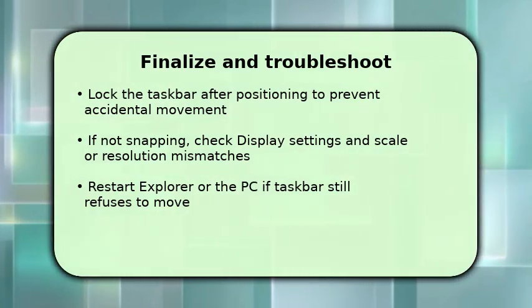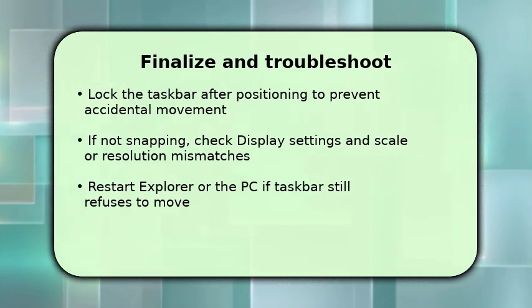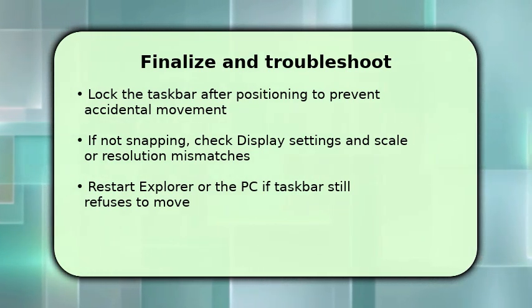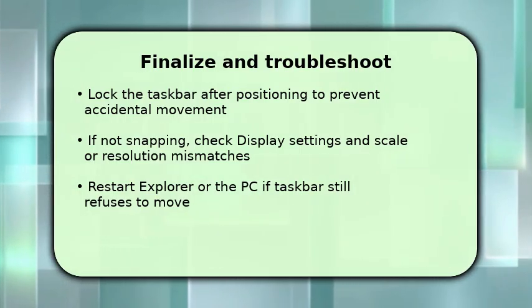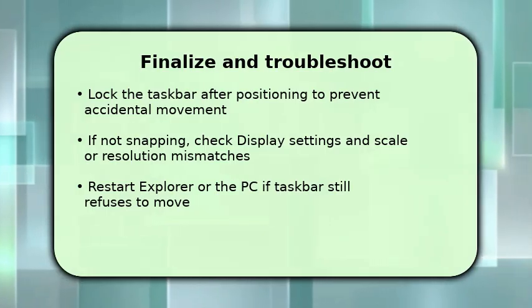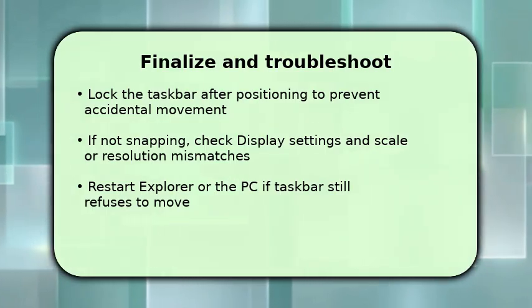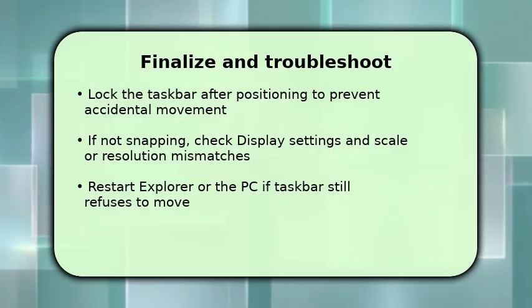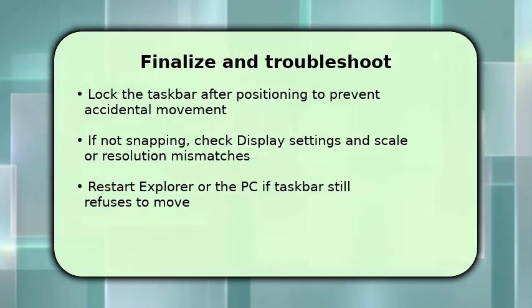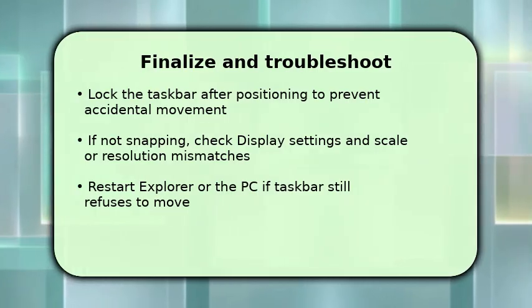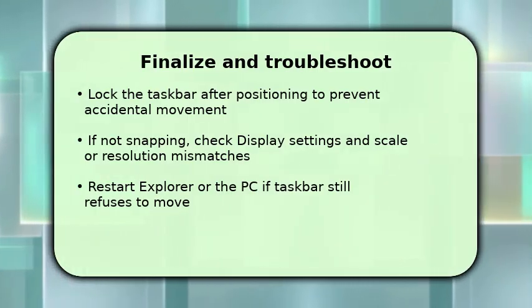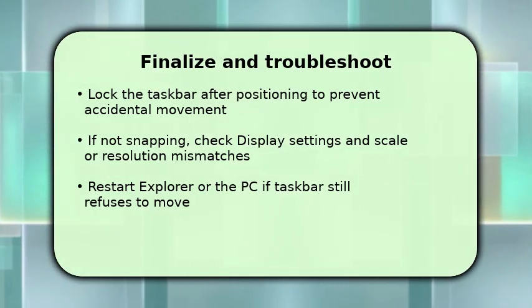If it won't snap to bottom, check Display Settings. Mismatched scaling or unusual resolution can stop snapping, so set scale to 100% or recommended and try again. If problems persist, restart Windows Explorer from Task Manager or reboot the PC. That clears transient glitches and usually restores normal taskbar behavior. If nothing works, try creating a new user profile to isolate configuration corruption.